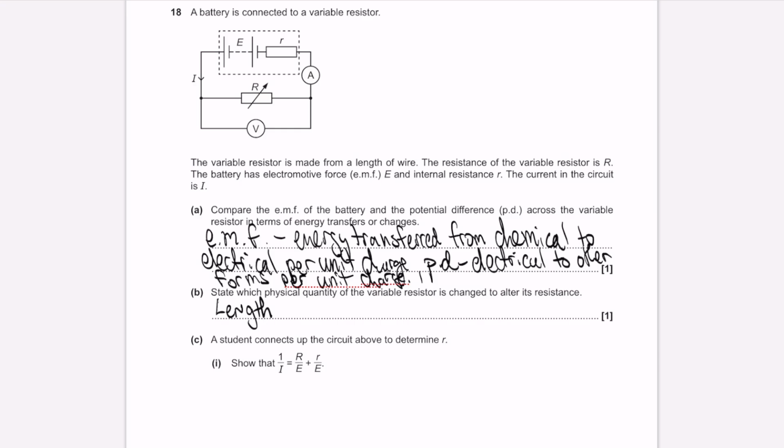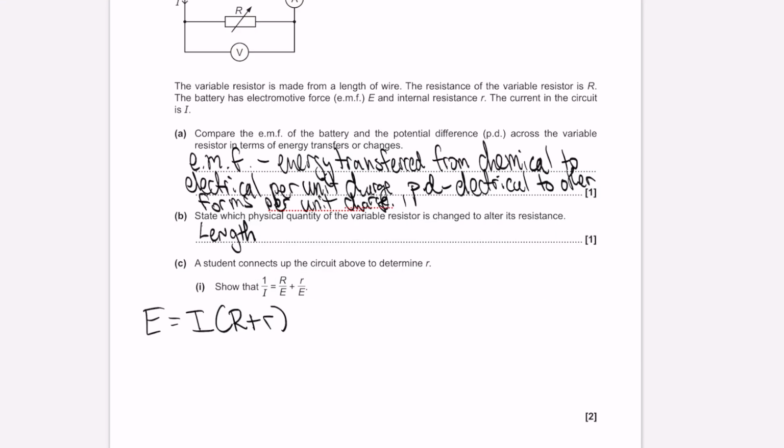I'm going to start off just by saying that the EMF is equal to I multiplied by R plus r, the external plus the internal resistance. In almost all exam boards, this formula is given. Let me know if you'd like me to derive this in the comments.